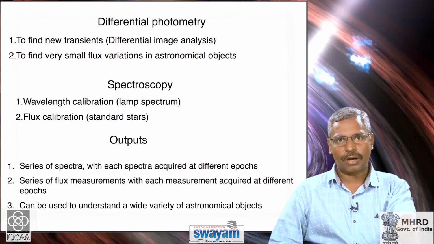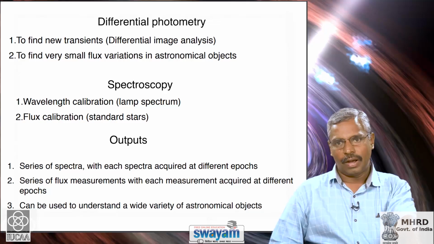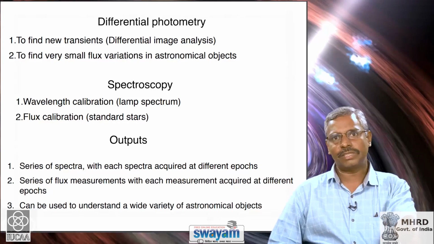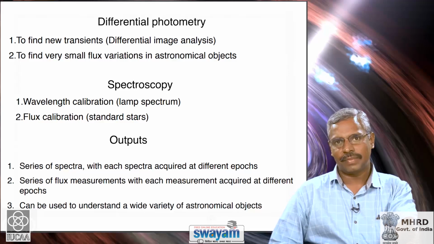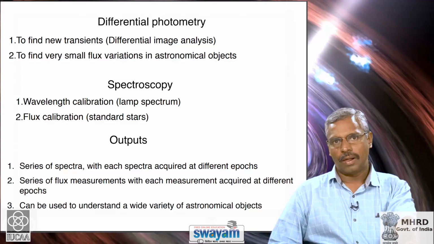If no objects in the field are variable, you get a difference image which is basically the noise. If any star in the field brightens up, that will be shown in the difference image. This is one of the ways to identify transients in the sky. So, this is about the imaging observations.